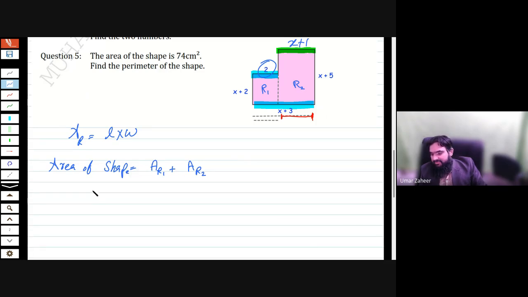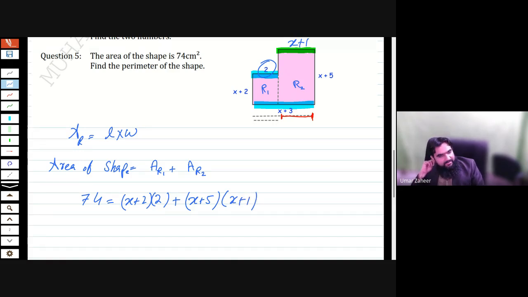Now, the area of the shape is given, that is 74. Area of rectangle 1 means length multiplied by width, so (x plus 2) multiplied by 2, plus area of rectangle 2, the length multiplied by width, means (x plus 5) multiplied by (x plus 1). Everyone, is this step clear?